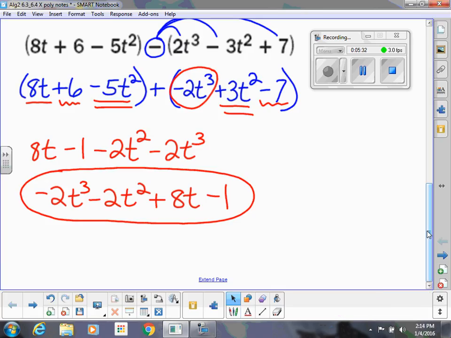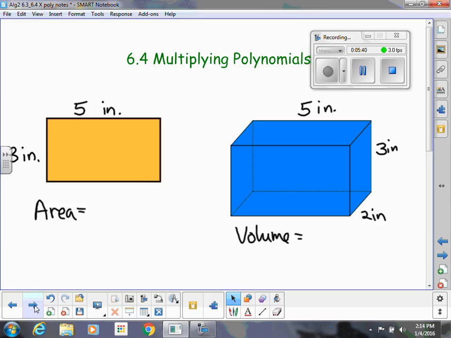All right, so that's adding and subtracting. Hopefully that was just a review of combining like terms and some good reminders for you. All right, so now let's look at multiplying polynomials. And I want to put this in a context of some geometry.